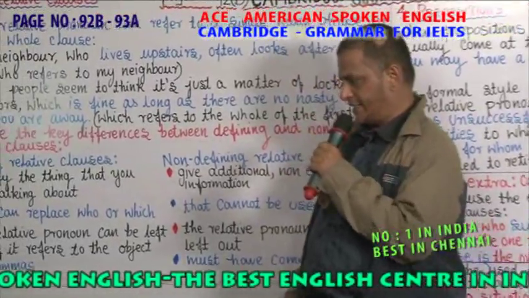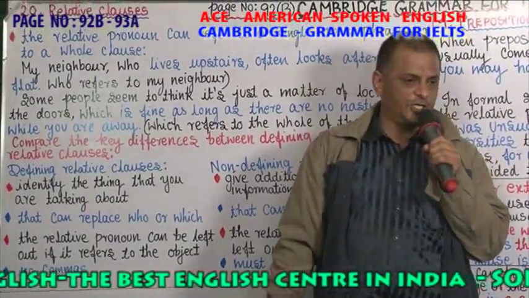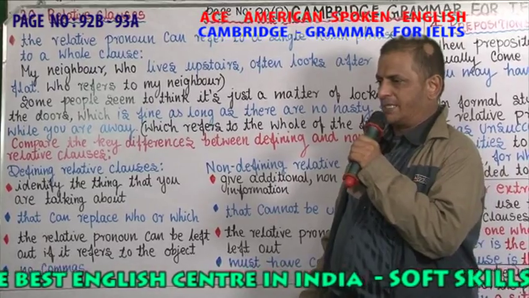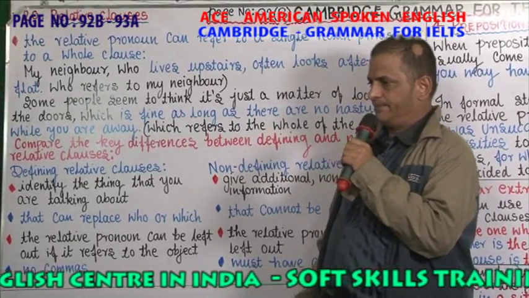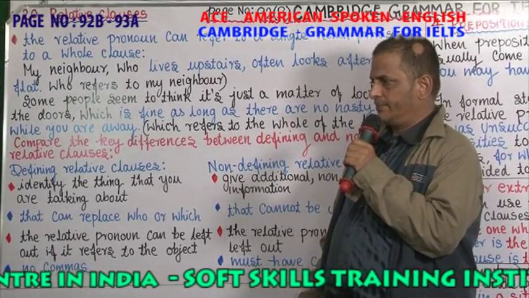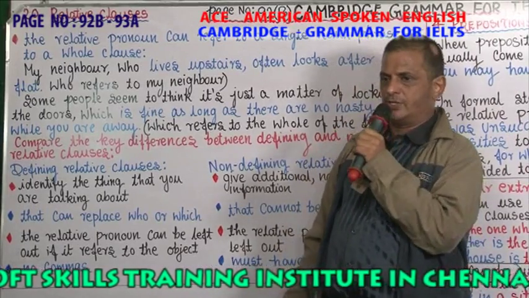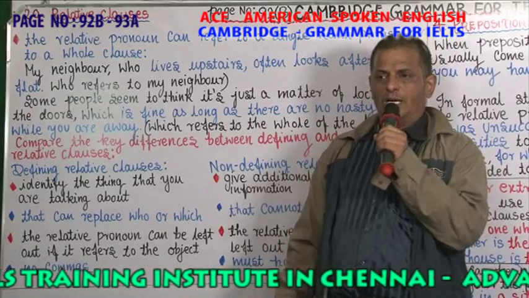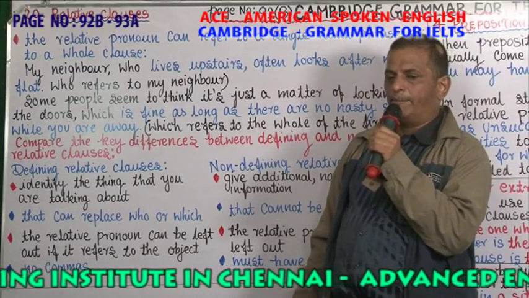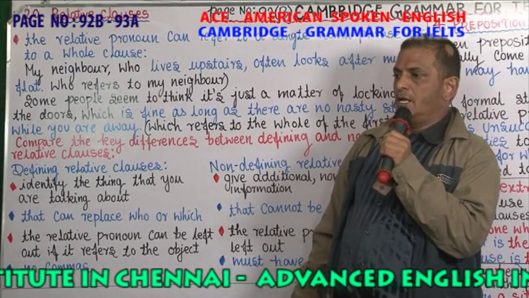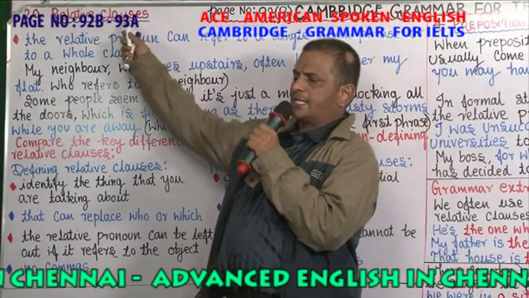A clause is a sentence. You must have studied in your 10th and 12th: main clause, subordinate clause, isn't it? Have you studied? Yes. Main clause, subordinate clause. Two main clauses joined together give a compound. One main and one subordinate gives you complex.